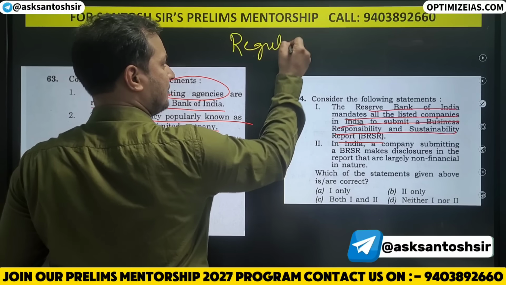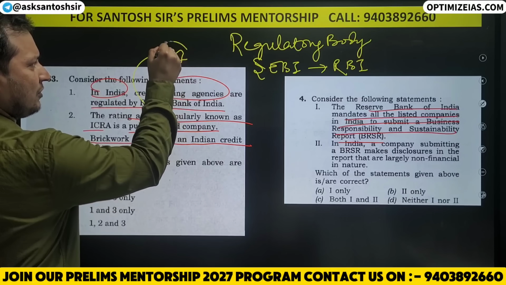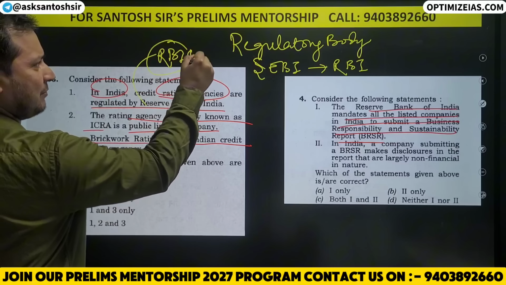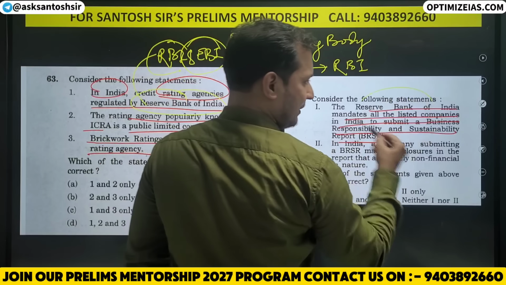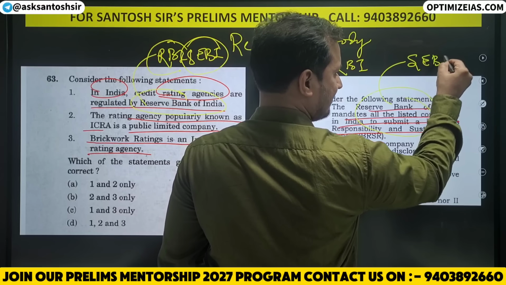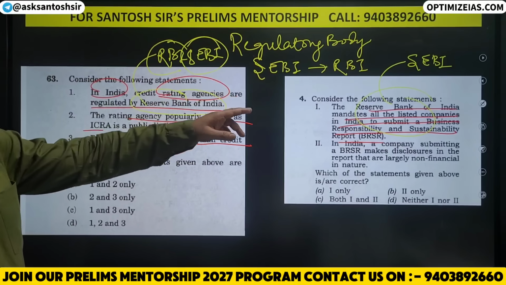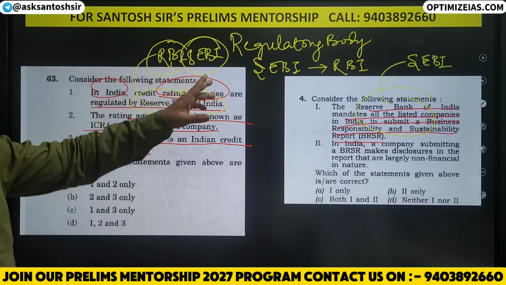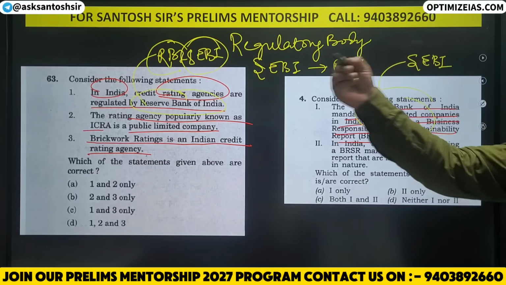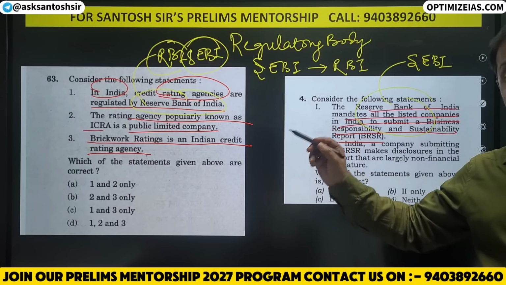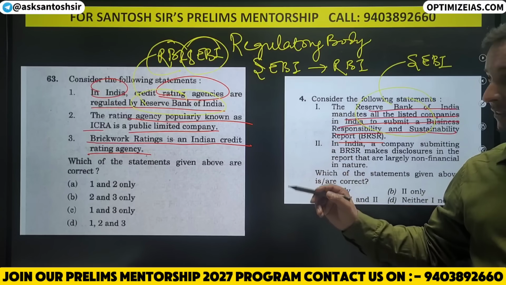In 99% of the cases, they change the regulatory body. Here they have changed SEBI with RBI. In both cases, it is SEBI, not RBI. They have mentioned RBI, but it is SEBI. Both questions are similar, and they are changing SEBI with RBI. Like this, whenever it is asked that something is regulated by this organization, 99% it will be an incorrect statement. You can see the pattern.